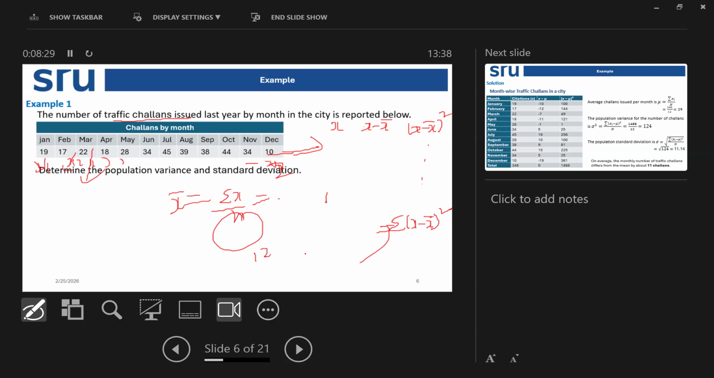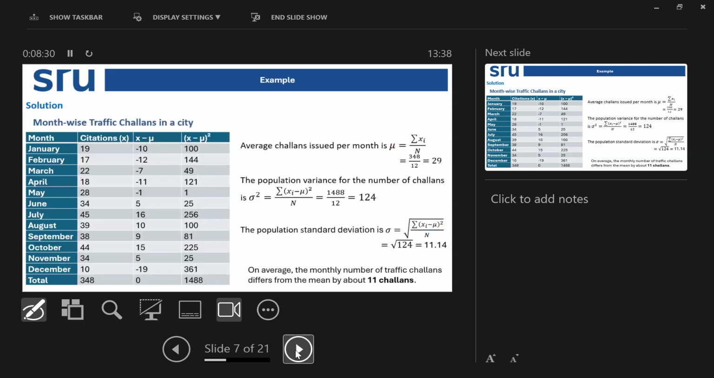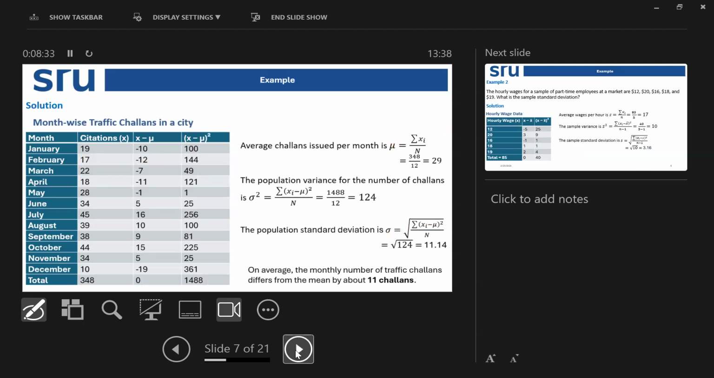You can see here the same thing. If you observe here, x minus x bar and (x minus x bar) whole square values, they have calculated, and then you are substituting over there. Remember here, there is a difference between capital N and small n minus 1. Okay? So be careful what you are using. Fine?